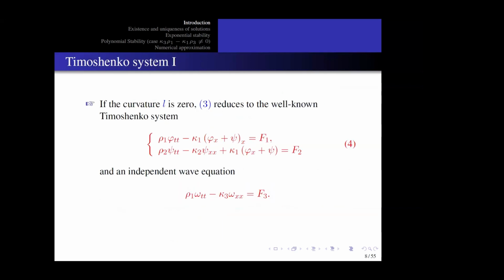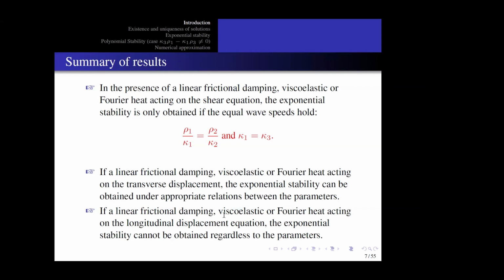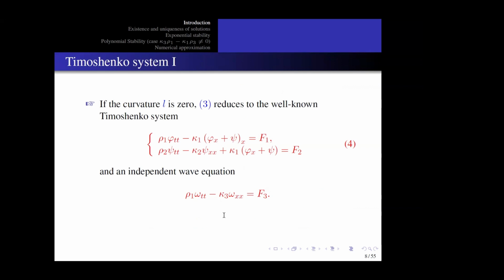As I said, if we ignore the curvature, which means there is no curvature, L will be 0, and as I mentioned, the Bresse system will reduce to the well-known Timoshenko system. And now this is what we have. The Timoshenko system is a system of two coupled hyperbolic equations in which we have the vertical displacement, and the transverse and angular rotation here.